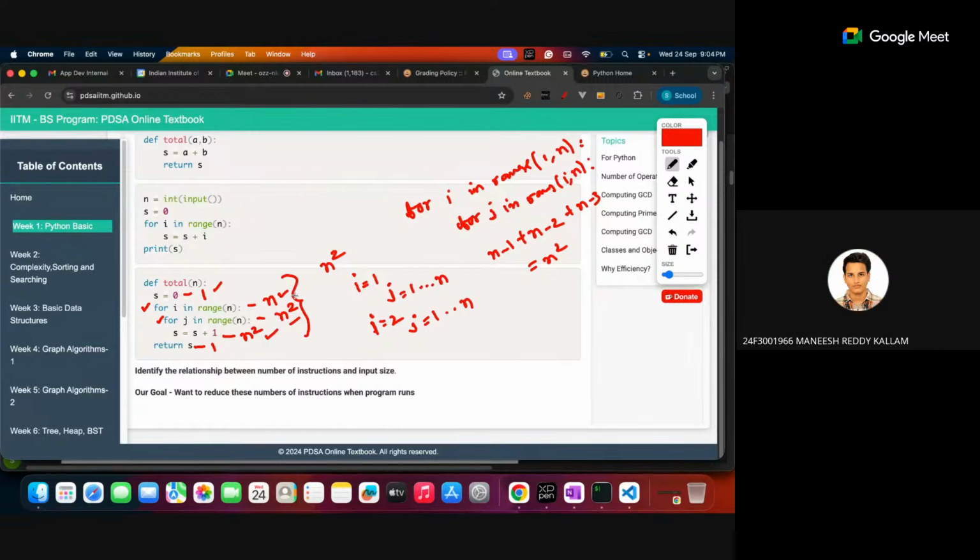Sir, for n cube, there should be another loop inside j. Correct. The i loop is the outer loop, the j loop is the inner loop, and another k loop you might take. Fine?